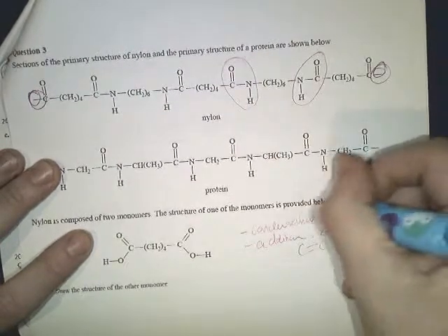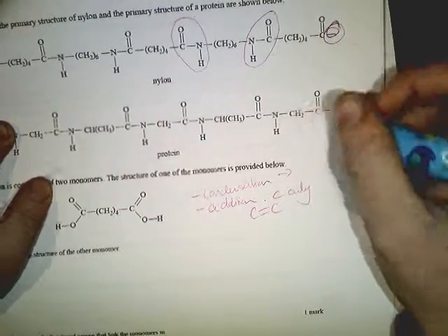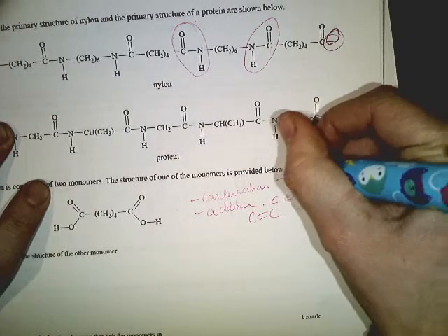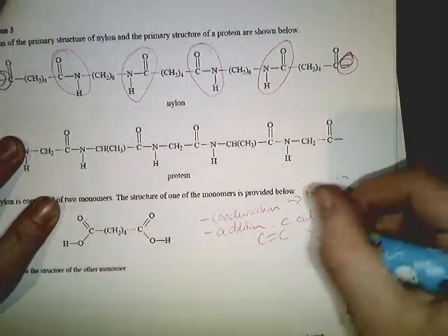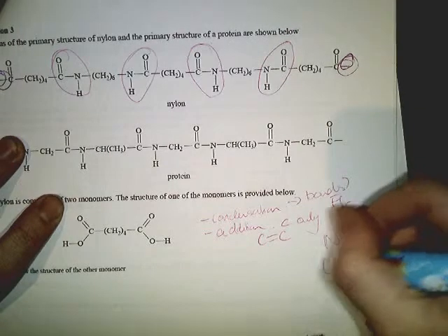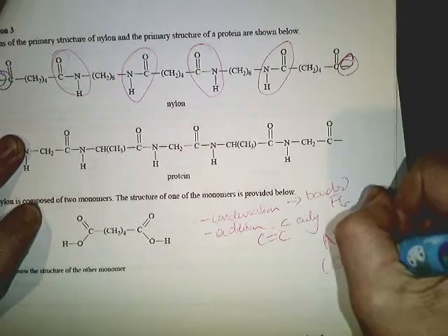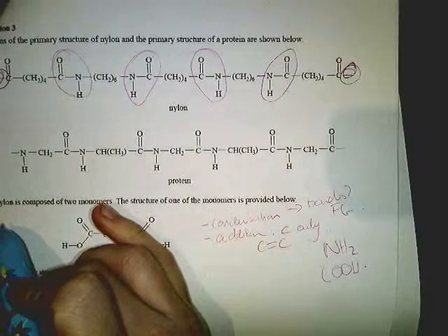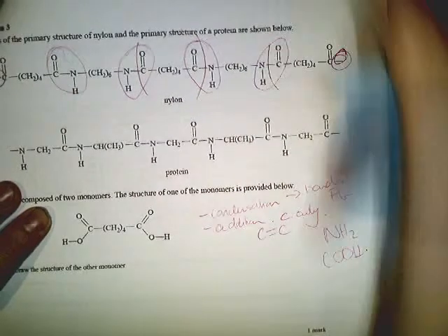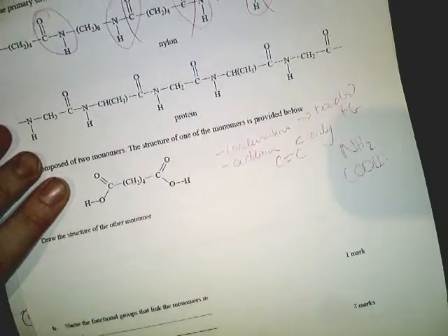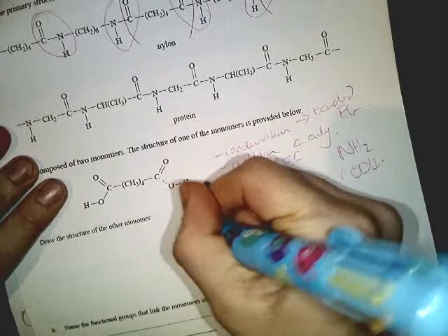So you have to ask yourself, after you know it's condensation, what type of bonds, and that will give you the functional group which formed the bonds. We know in amide bonds it was formed by an NH2 group and a COOH group. Okay, so it says nylons are composed of 2 monomers, so the COOH group is represented here and the NH2 group is represented there. So the other one should look like this.